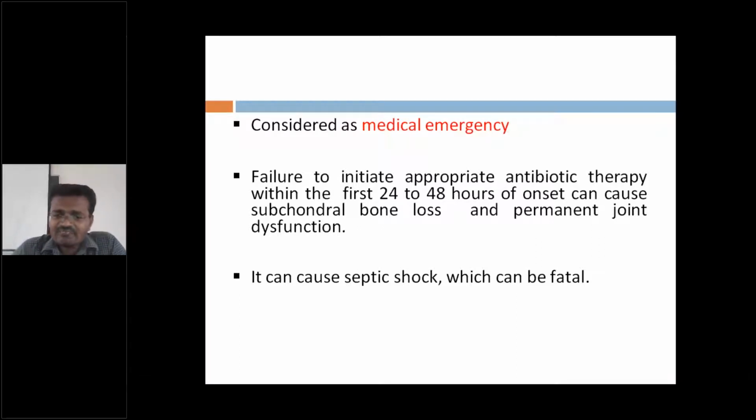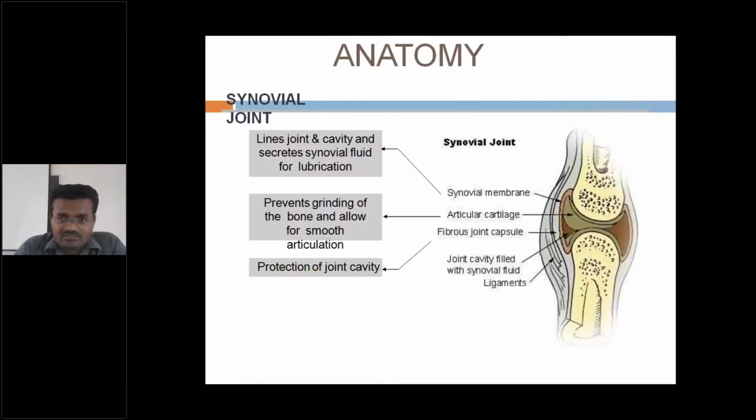Another thing is, if septic arthritis is advanced, the joint and cartilage will get damaged, and due to which there will be loss of movement. It may be the knee joint or the hip joint. Ultimately the patient cannot walk. That is the main problem. We have to intervene as early as possible to prevent septic shock and also joint arthritis. Septic shock can be fatal, very fatal.